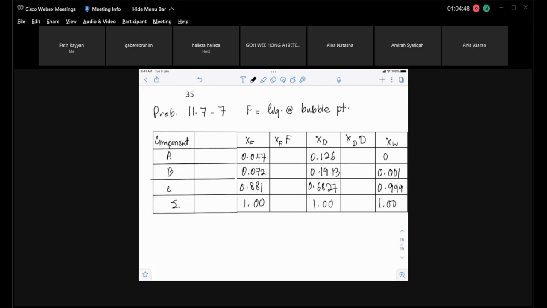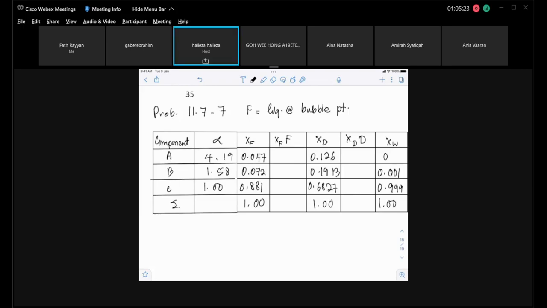Okay guys, so this is my relative volatility. For component A it is 4.19, for component B it is 1.58, and for component C it is 1. So what is the reference for the K equilibrium constant? Which component is the reference component? Anybody? Component C, doctor. Yes, component C.